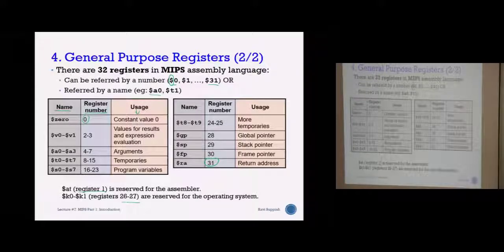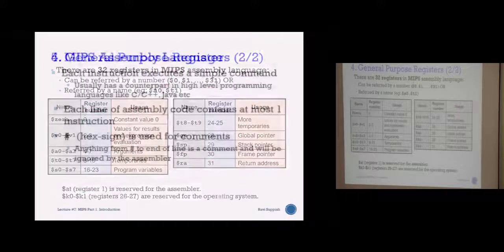Some of them you can always play around. That means, for example, V0, V1, A0 to A3, T0 to T1, you can just interchangeably use when you are writing your own program. Because when you are writing your own program, you have control over which registers are for what purpose.